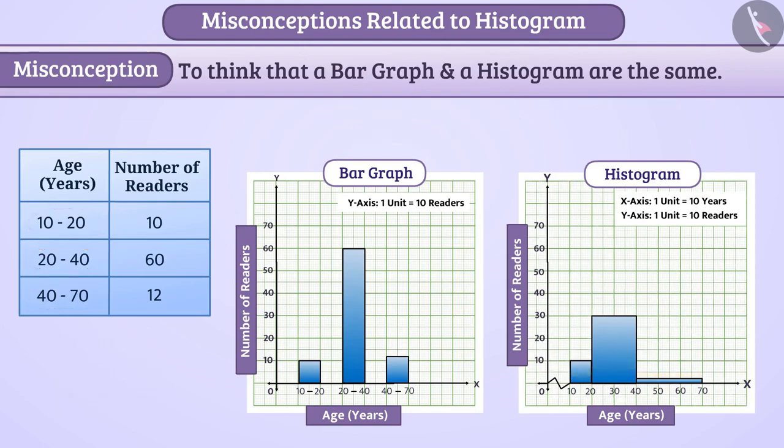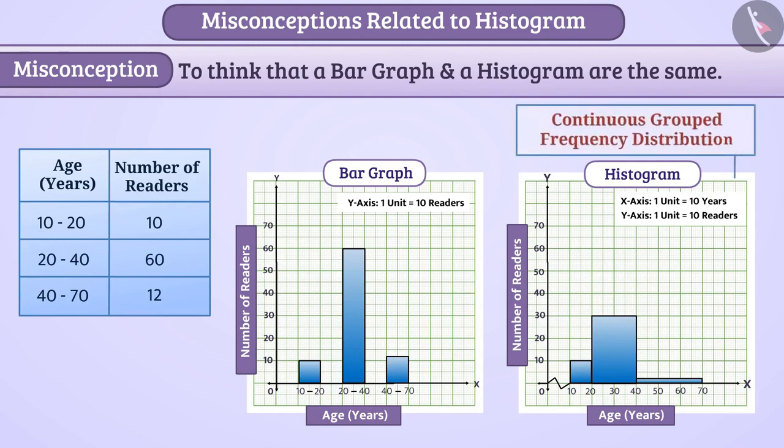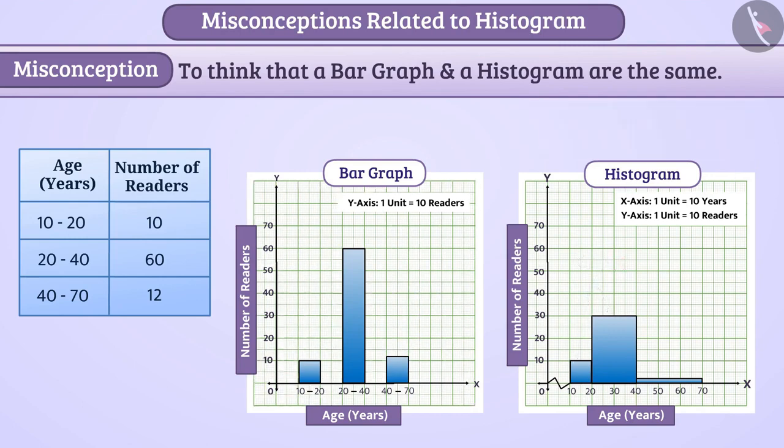Histograms are created for continuous group frequency distribution, so there is no gap between rectangles. Bar graphs are drawn to compare different categories, while histograms are drawn to understand the distribution of data.